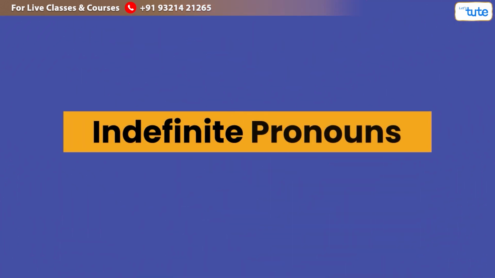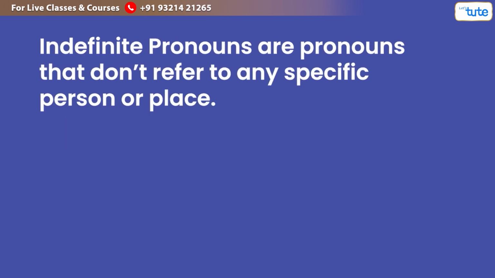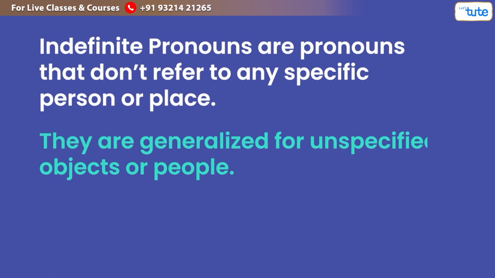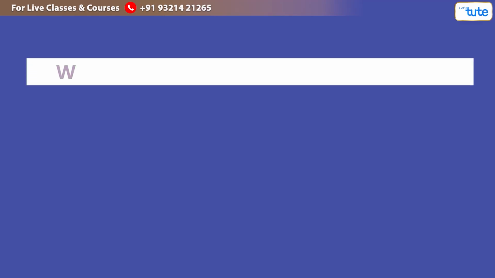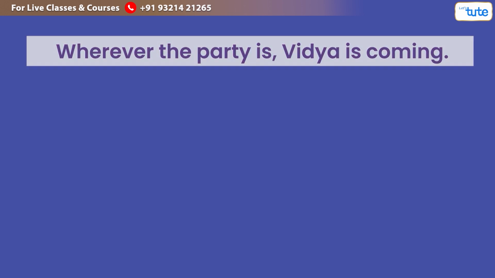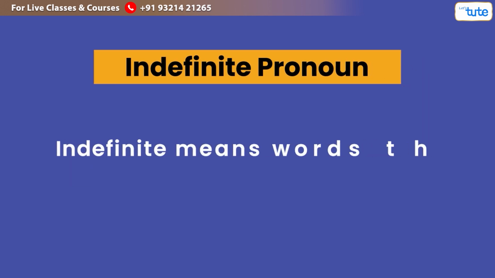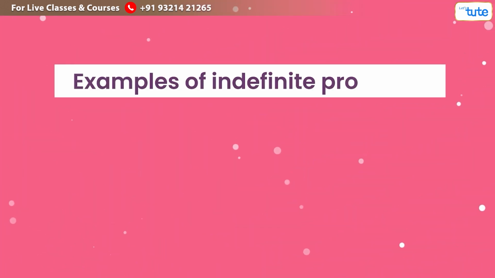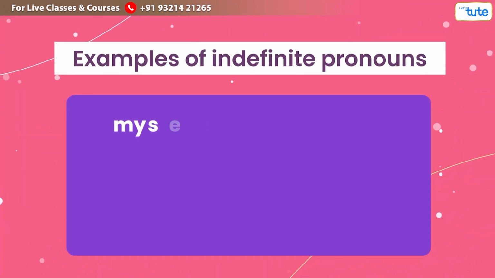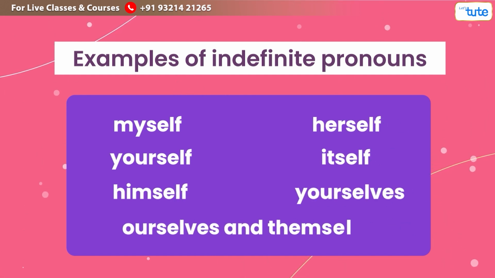Next, we have indefinite pronouns. Indefinite pronouns are pronouns that don't refer to any specific person or place. Instead, they are generalized for unspecific objects or people. For example, somebody else will take care of the situation. Wherever the party is, Vidya is coming. Here the words somebody and wherever are indefinite pronouns. Indefinite means words that are not clearly expressed or clarified. Here are some more examples of indefinite pronouns: anyone, somebody, whichever, whoever, other, something, nobody, etc.